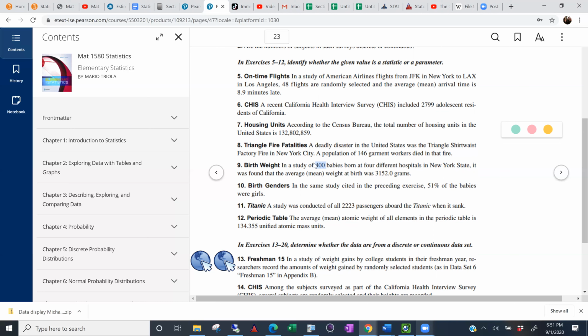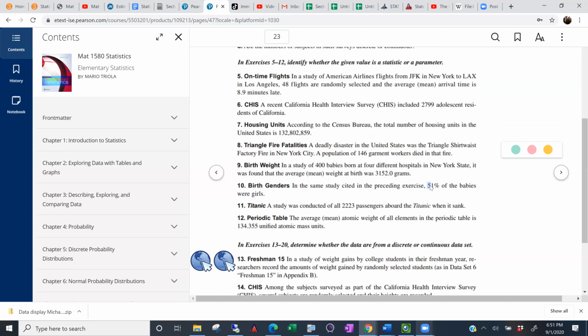In which case, those 400 babies would be just a sample. Yes. Good. And if that's a sample, then the 51% is a statistic. Statistic. Good.